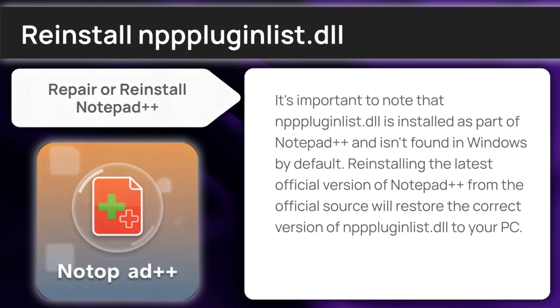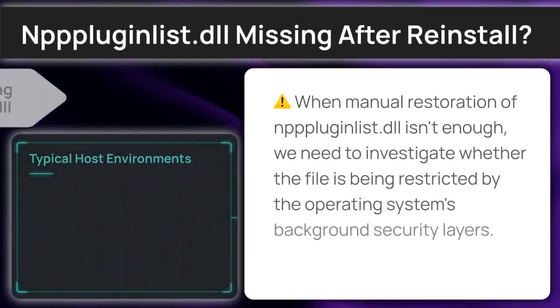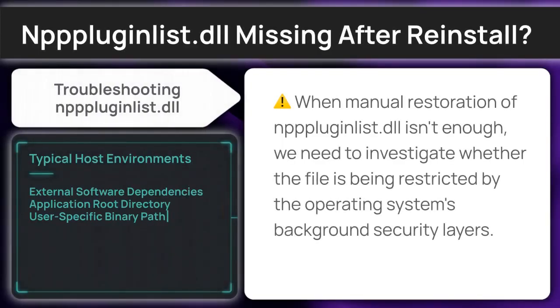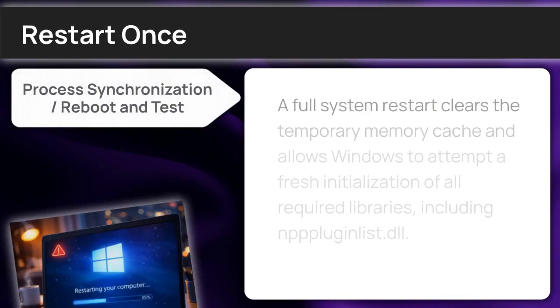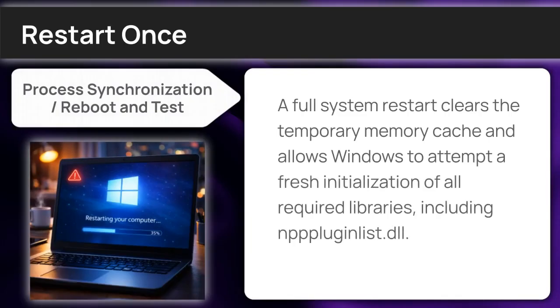to your PC. If you are still encountering the error after following the official setup, it's time to investigate the underlying system architecture. Performing a restart can determine if the error is just a transient environment glitch. A reboot refreshes your system's path variables and can sometimes re-establish a broken link to the Npp plugin list file.